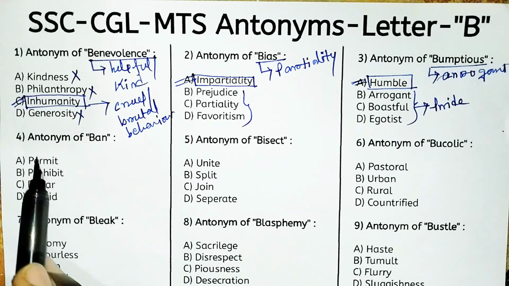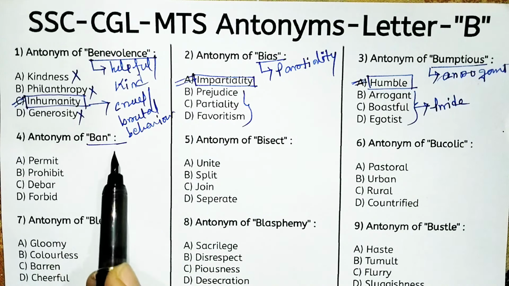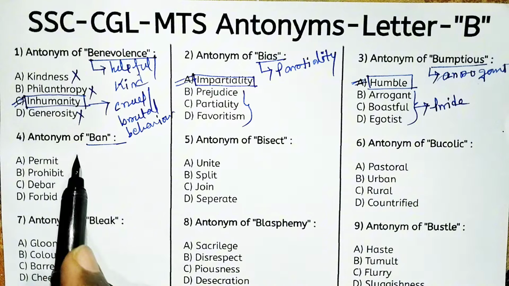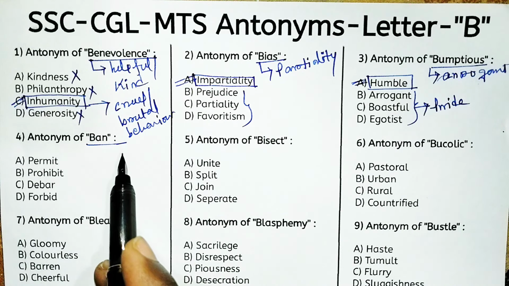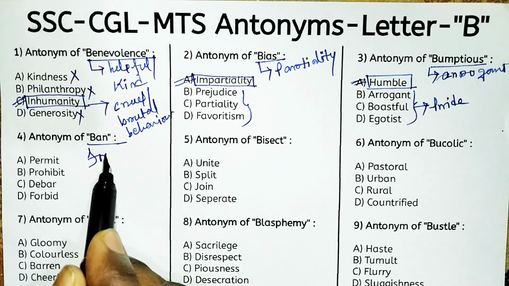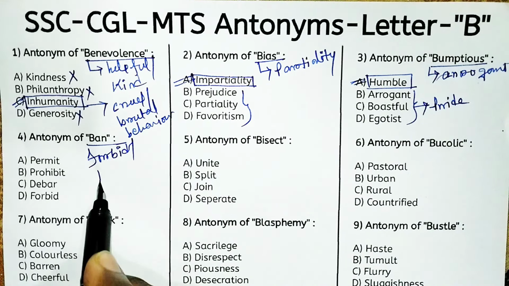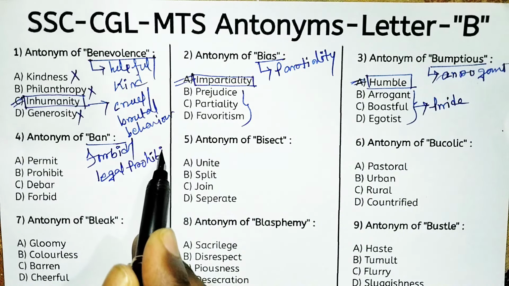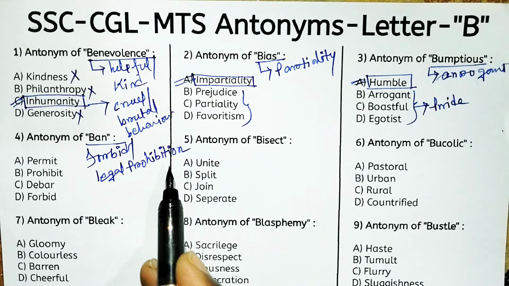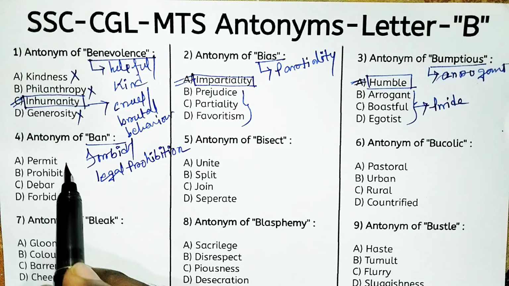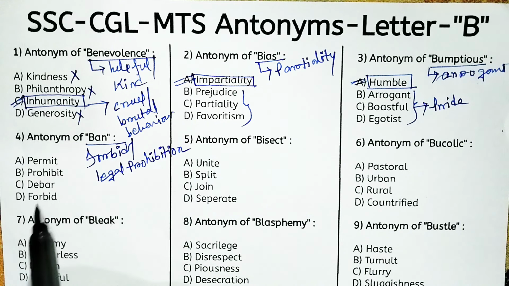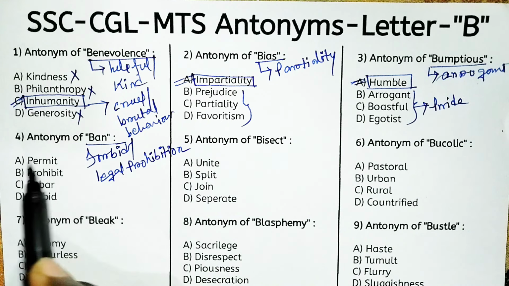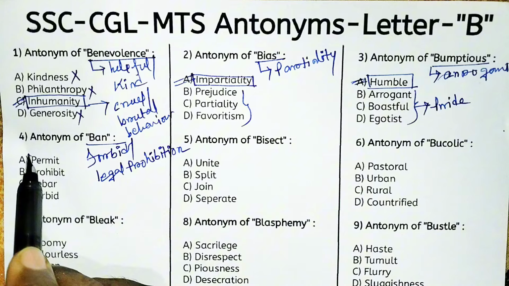Next, antonym of ban. So what is the meaning of ban? I think you know the meaning of ban. So ban means legal prohibition, or you can say forbid. So one kind of forbid or legal prohibition. So that's why look at the options. Option A, permit. Option B, prohibit. Option C, debar, or option D, forbid. So the antonym of ban is obviously option A, permit.